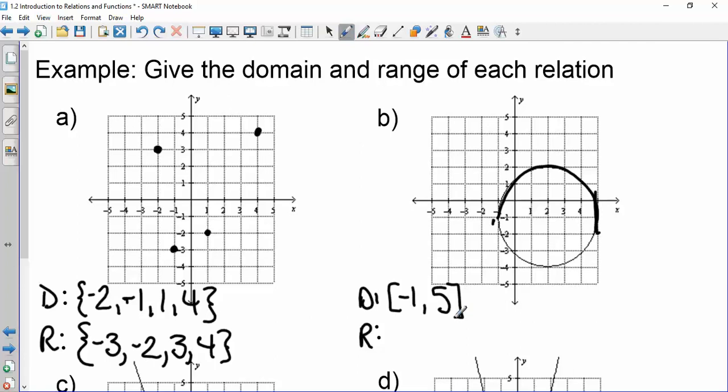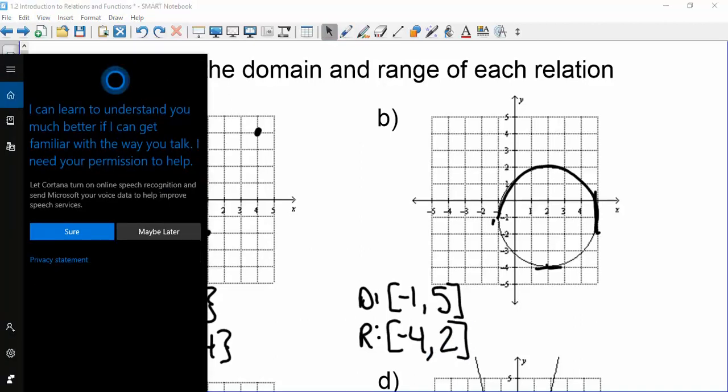The range is your y, so think of it as going from the bottom up to the top. So if I'm coming from the bottom, this whole thing starts at, and it goes all the way to 2.